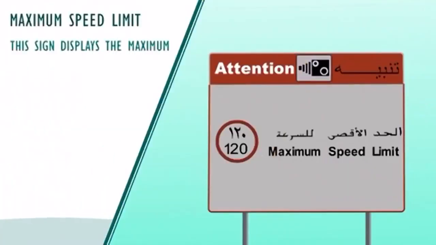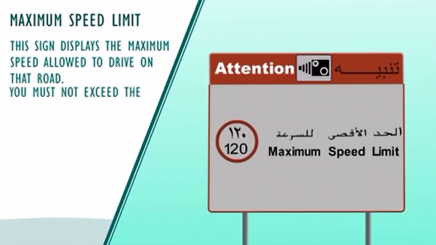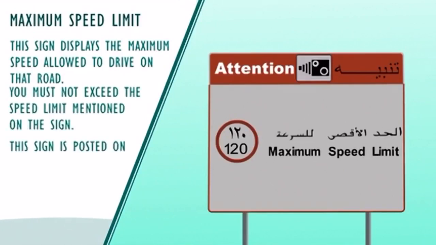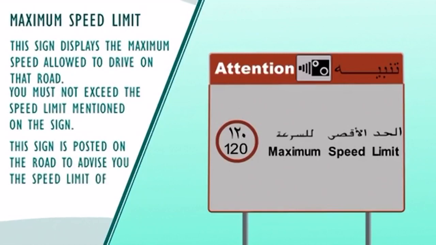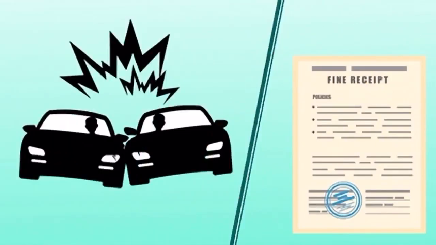This sign displays the maximum speed allowed to drive on that road. You must not exceed the speed limit mentioned on the sign. This sign is posted on the road to advise you the speed limit of that stretch of the road. Remember, overspeeding is dangerous and can lead to fatal accidents. Moreover, it is a serious violation and may attract fines.